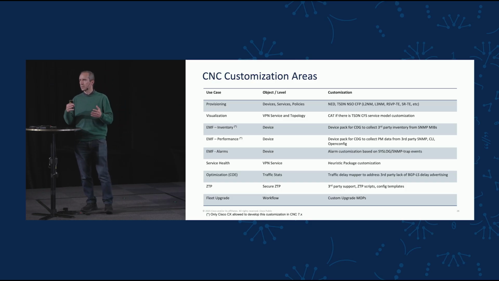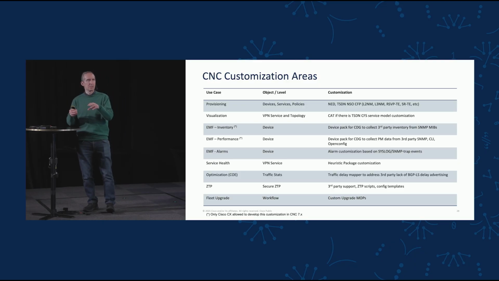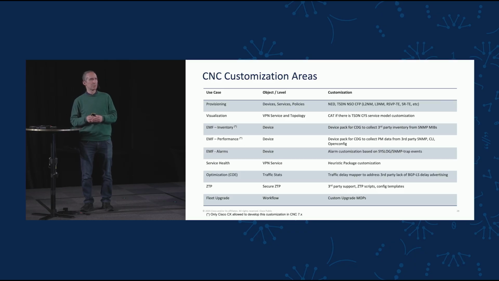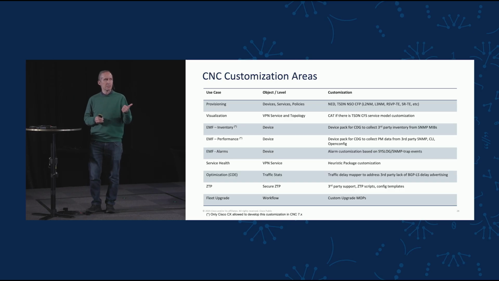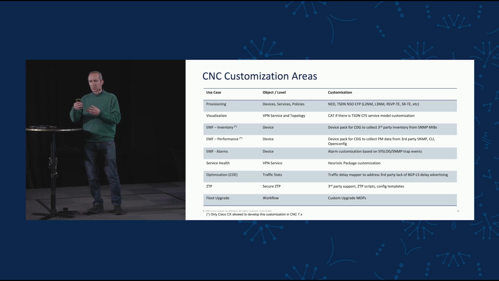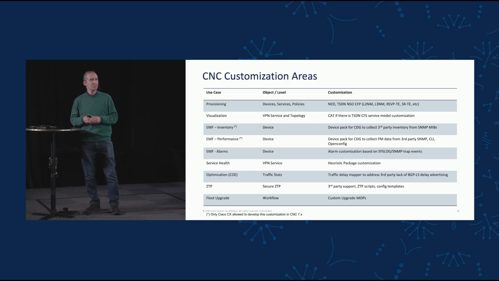You have to customize the heuristic package to support the specific paths and metrics for that device type. But we have a good baseline, and we've started to do this for some customers already. On the optimization engine, traffic statistics, sometimes we also need to build some device packs to properly collect the statistics when there is no good support from the device, and sometimes we need to do something like this traffic delay mapper to get things like delay that is not advertised via IGP.